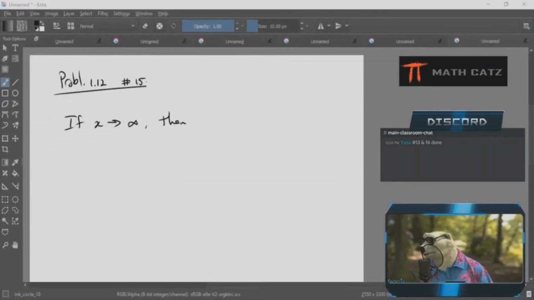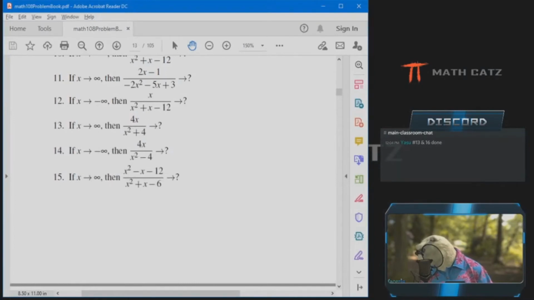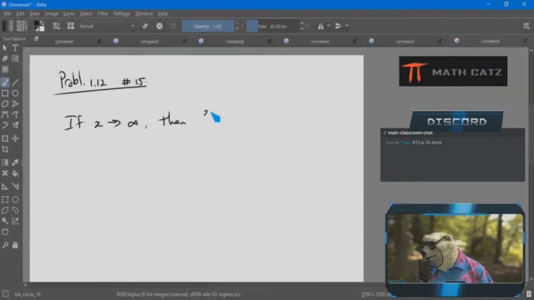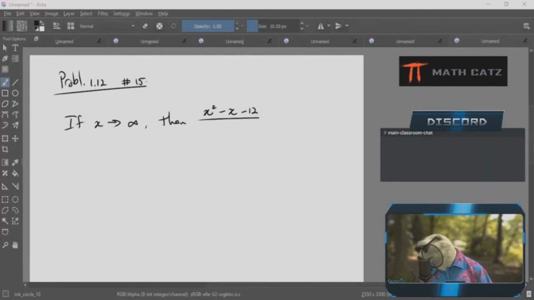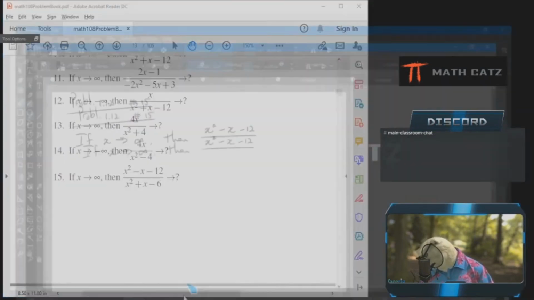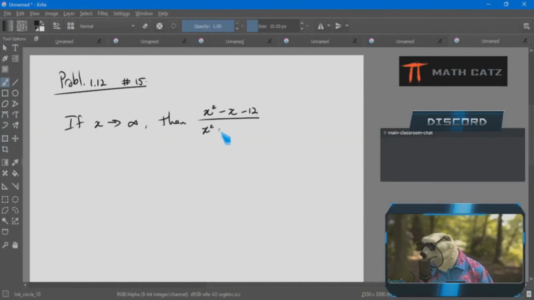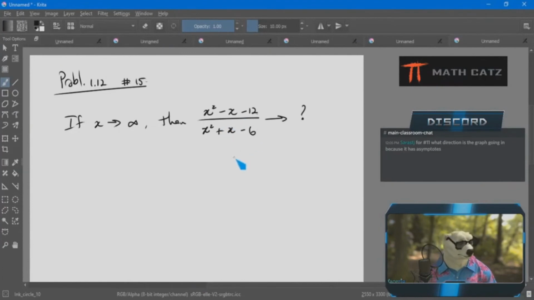Then I have a rational function, and it is x squared minus x minus 12 over x squared plus x minus 6. X squared plus x minus 6 goes to what? Pretty sure I copied that right. And even if I didn't, who cares?